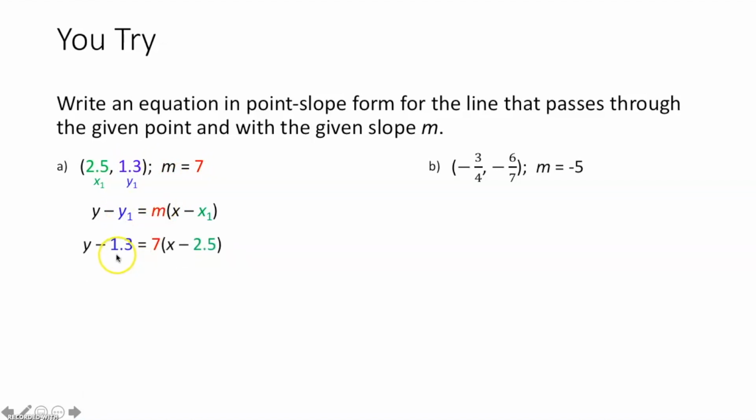Is there anything to simplify? Are there any negatives that need to become positives? No. So this is the final answer. We have our point-slope form of our equation. And remember, this is the equation of the line that passes through this point with this given slope. Here, part B, we're doing the same thing.